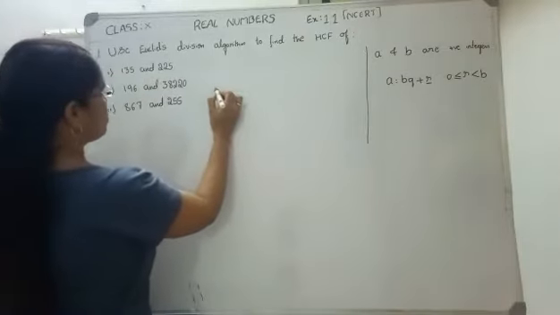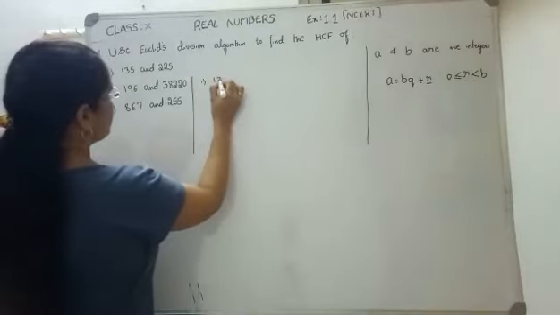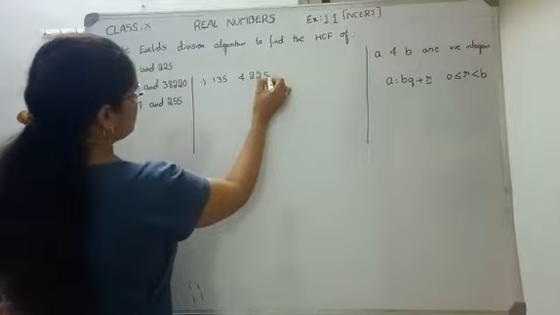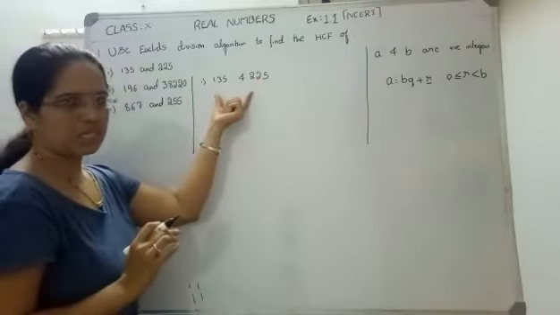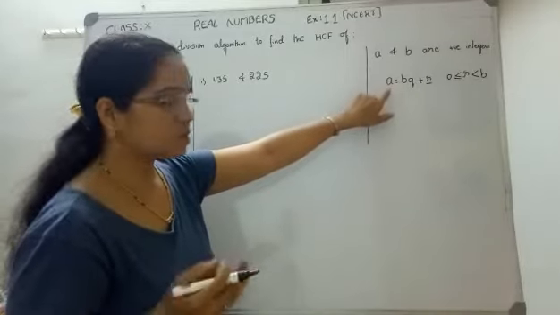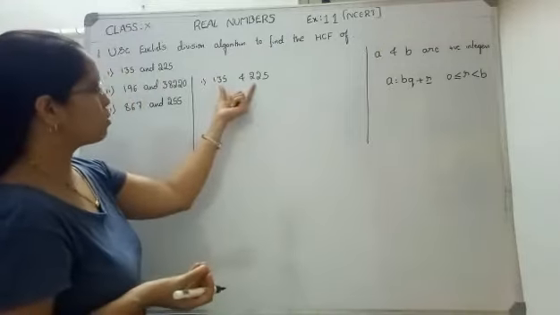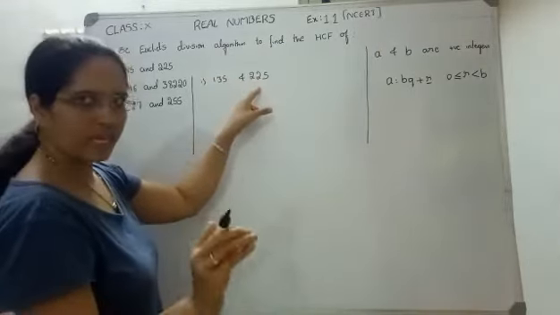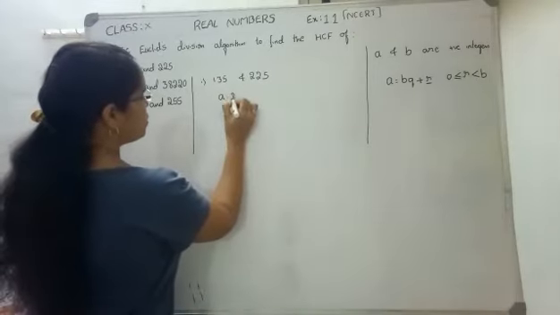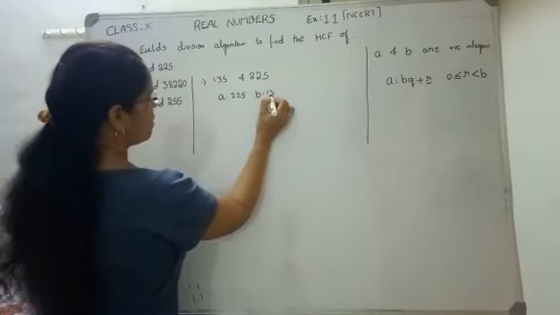First we are going to solve the first one: 135 and 225. See, here these two numbers are there. In this condition only we arrange, meaning a must be the greater number compared to b. Here we consider the greater number as a and the smaller number as b. That is, a is 225 and b is 135.